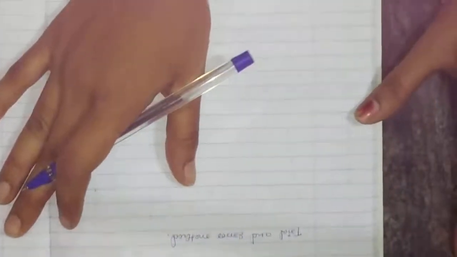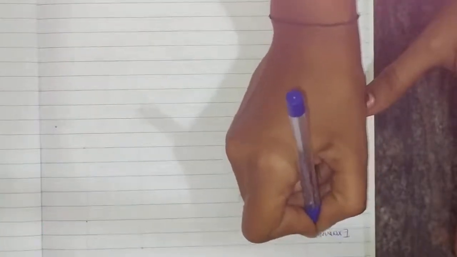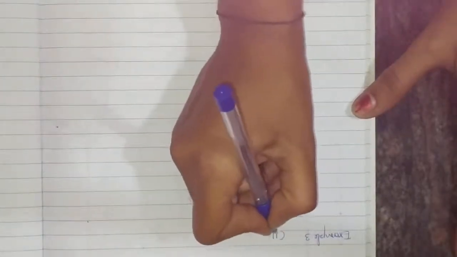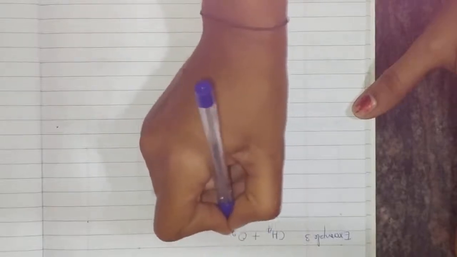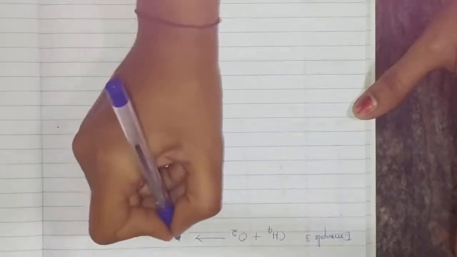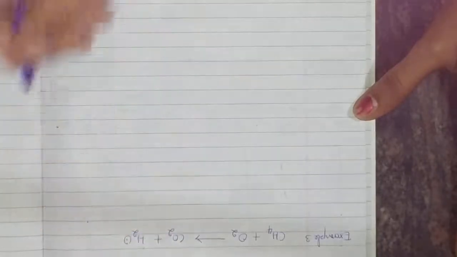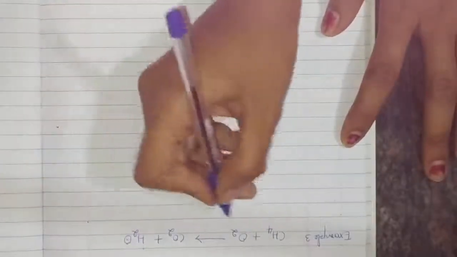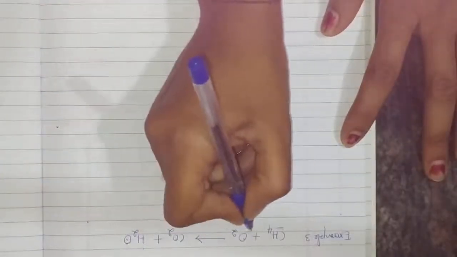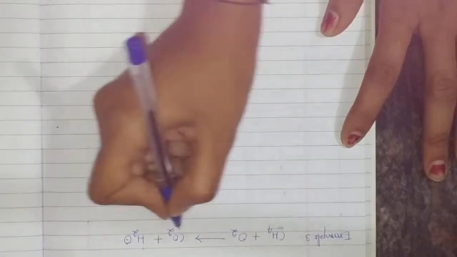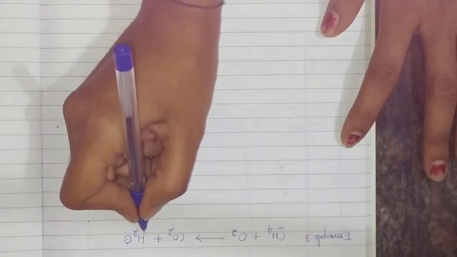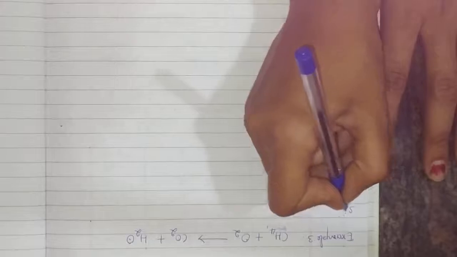Okay, children, we will see one more example, that is the combustion of methane in presence of oxygen. This is methane gas. When it is burnt in presence of oxygen gas, it gives the products carbon dioxide and water. So we will balance this chemical equation step by step.